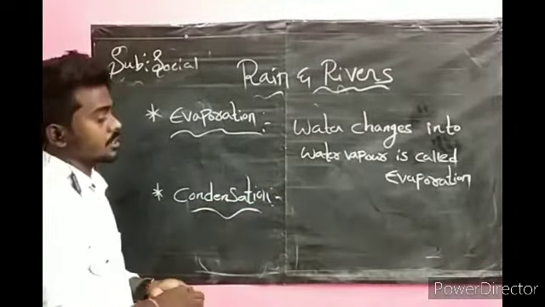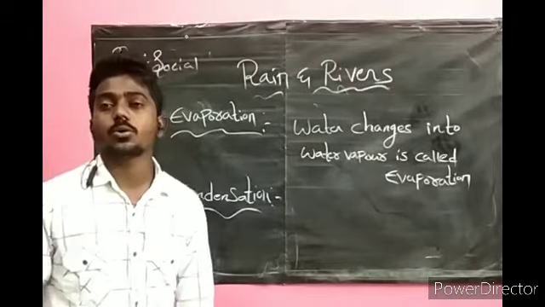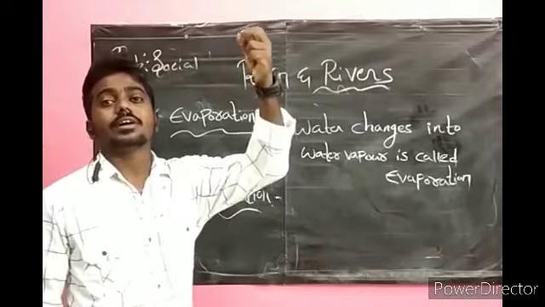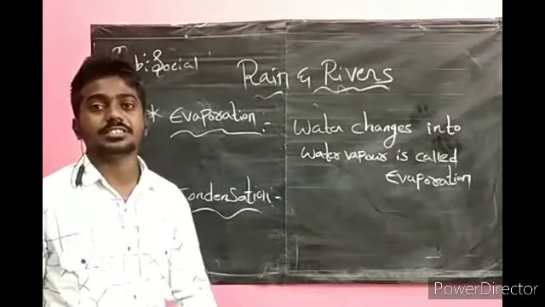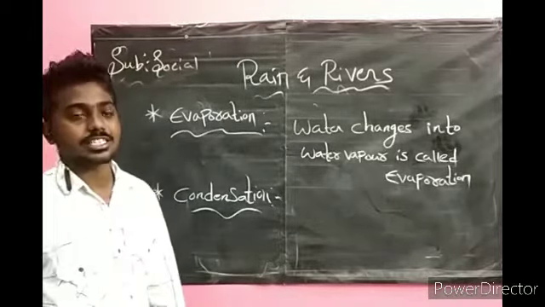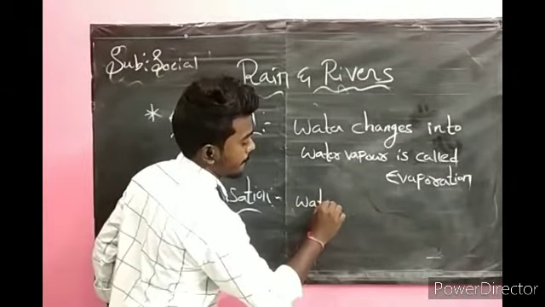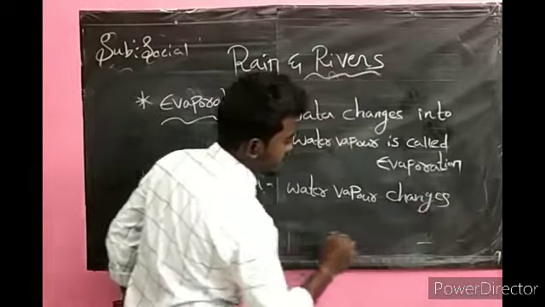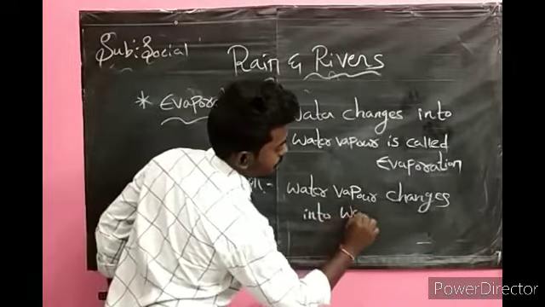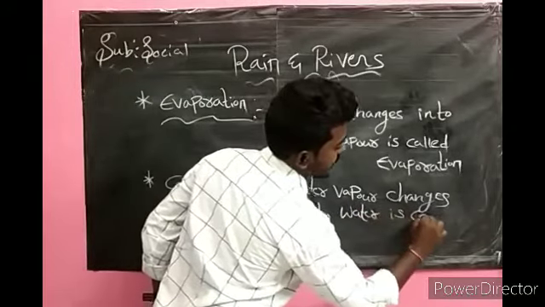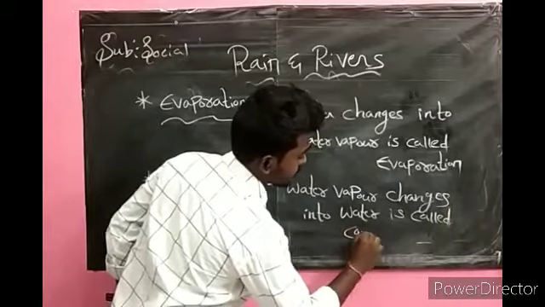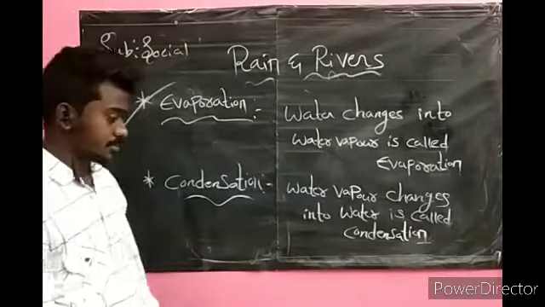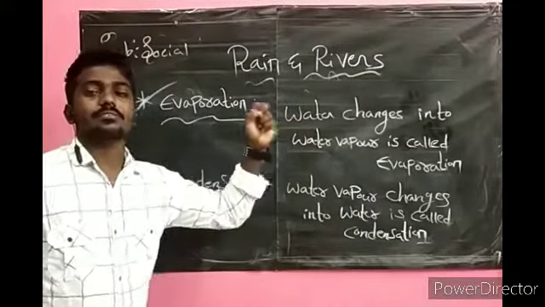Condensation. Again, with the help of the outside cool air, the water vapor changes into water droplets. That is called condensation. Water vapor changing into water is called condensation. The rain begins with water vapor only.